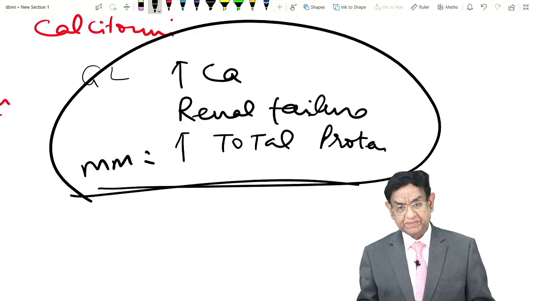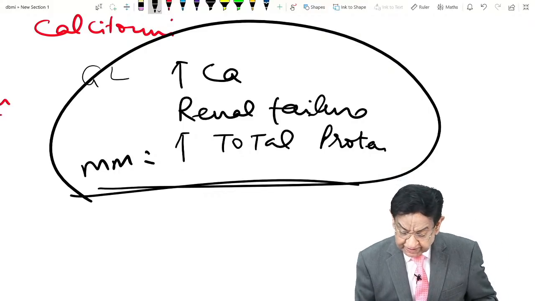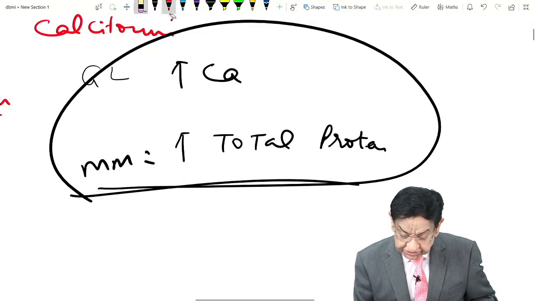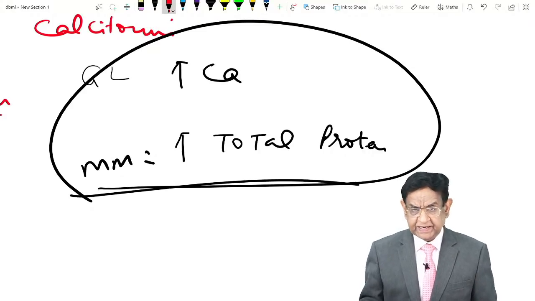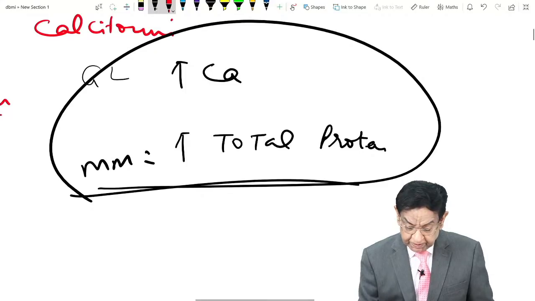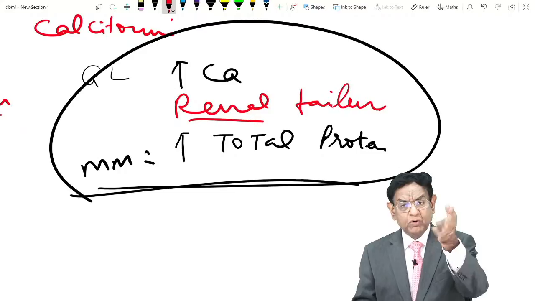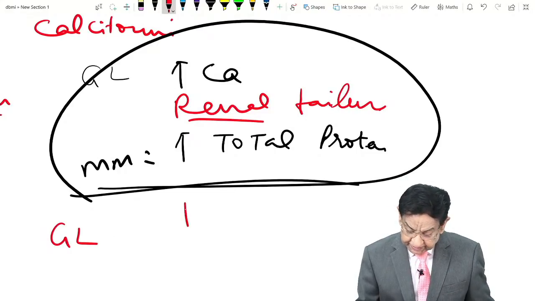Very simple. In fact, I can even make it more simple. Of course, I've written it, but even if you are getting these two things, increased calcium and increased total protein, that again indicates multiple myeloma. But I have deliberately included renal failure as one more element. Now there is one more golden line to remember: increased calcium, renal failure.